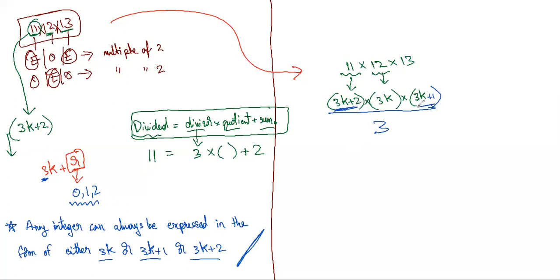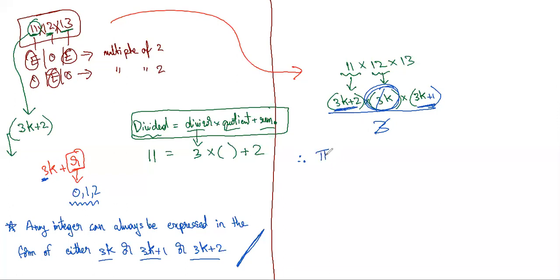Sir, because there is a 3k. Very good. Because there is a 3k term. And this will always cancel out. Okay. So hence, sir, when 2 is there, the 3k plus 1 will be cancelled. Yeah. So let's just stick to the 3 example.